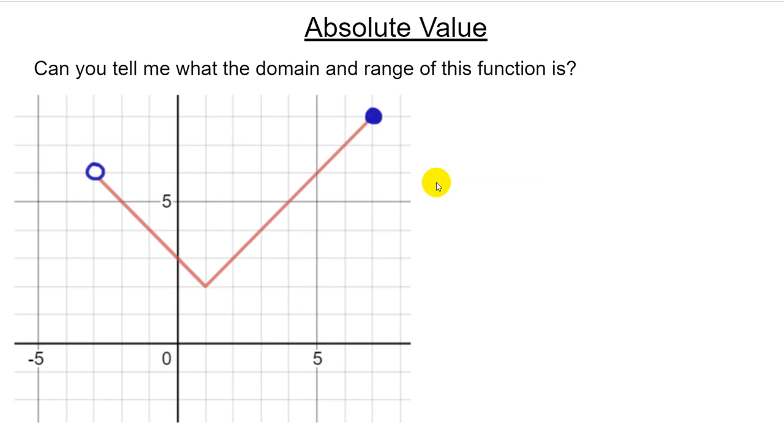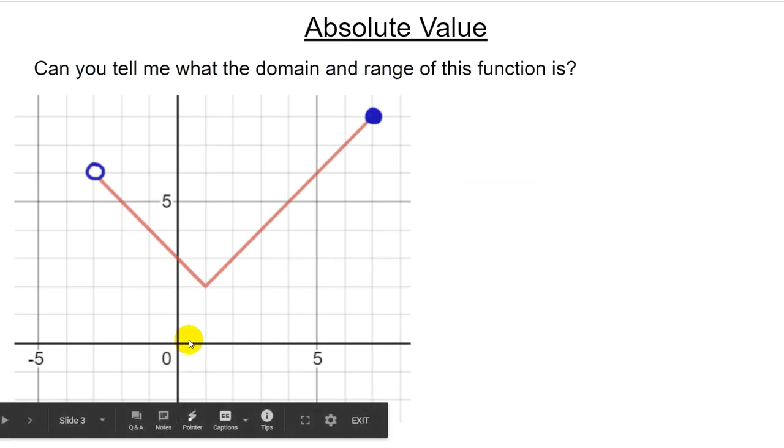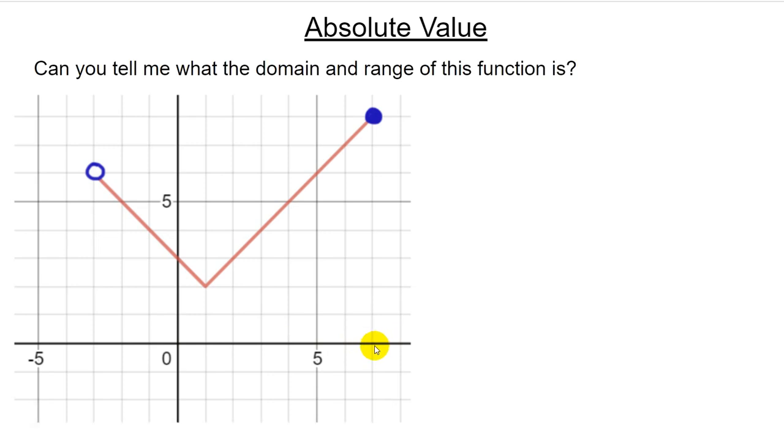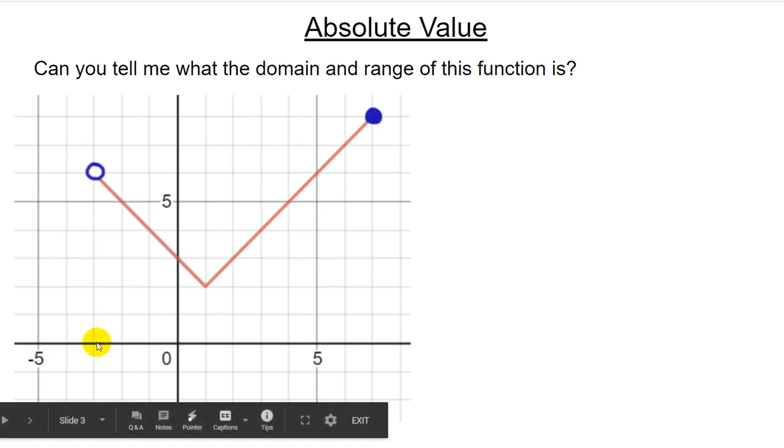Again, domain is x's, range is y's. Let's look at the x's. As you can see here, if I trace the x's, the x goes all the way until -1, -2, -3. So it doesn't include -3. But it goes all the way here, and it includes 7. So if we were to represent the domain, it would be -3 is less than x, and then less than or equal to 7. So that would be the domain.